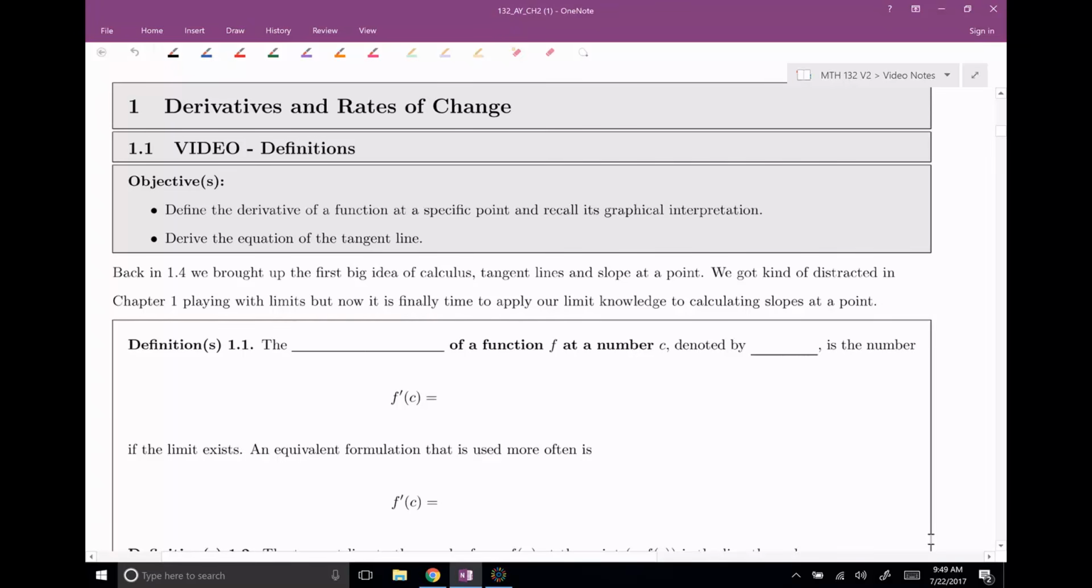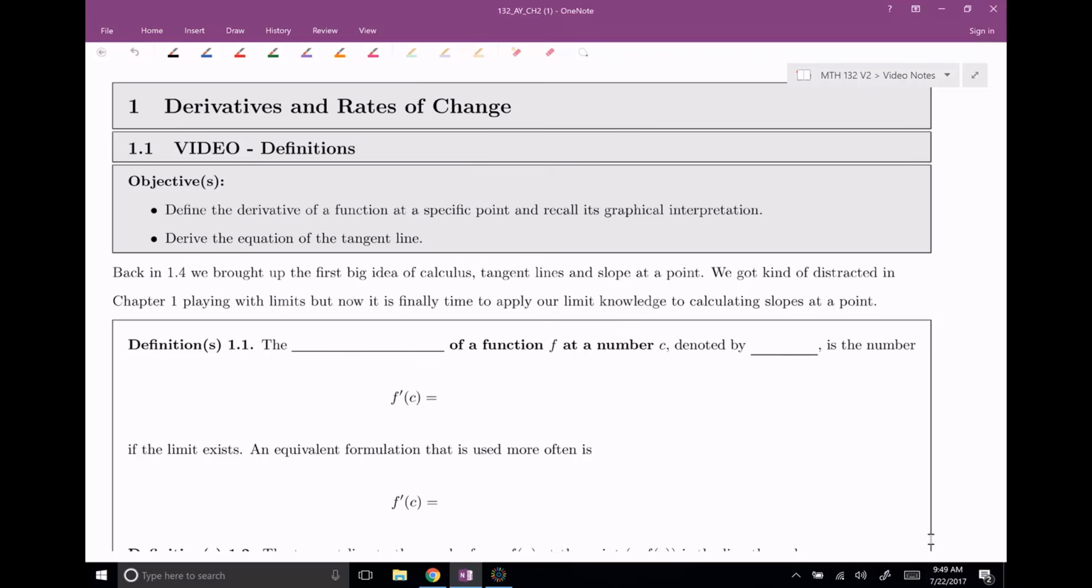Welcome everyone to 2.1. This is derivatives and rates of change. The claim is we got distracted, right? In 1.4 we brought up this great idea of tangent lines and slope at a point. But then we saw in order to calculate these things we needed this notion of limits. And so for the rest of chapter 1 we studied limits, so that way we can actually apply these to our good old slope at a point.